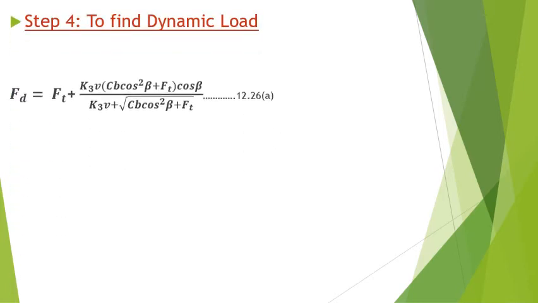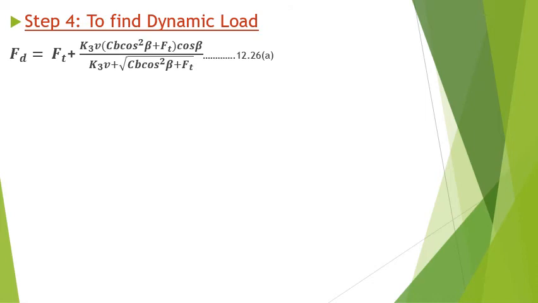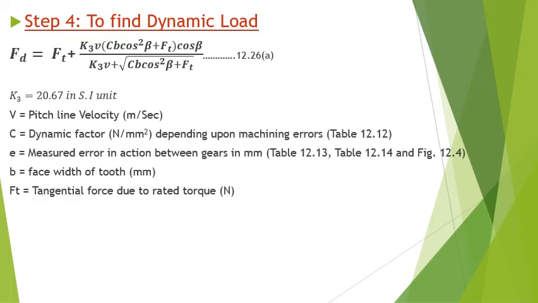Next, to find the dynamic load, we have the equation for helical gears, that is equation number 12.26a. Fd is equal to Ft plus K3V into Cv cos square beta plus Ft into cos beta, whole divided by K3V plus square root of Cv cos square beta plus Ft. So here there is a small difference between the spur and helical case in the equation for dynamic load. Here we have the cos square beta term, and the parameters are the same as noted in the spur case.